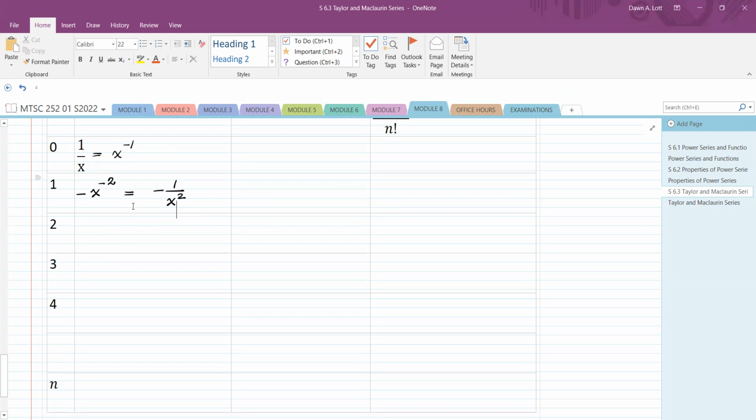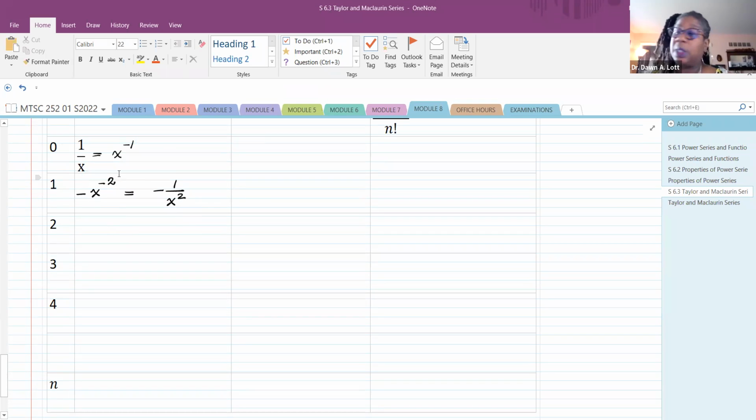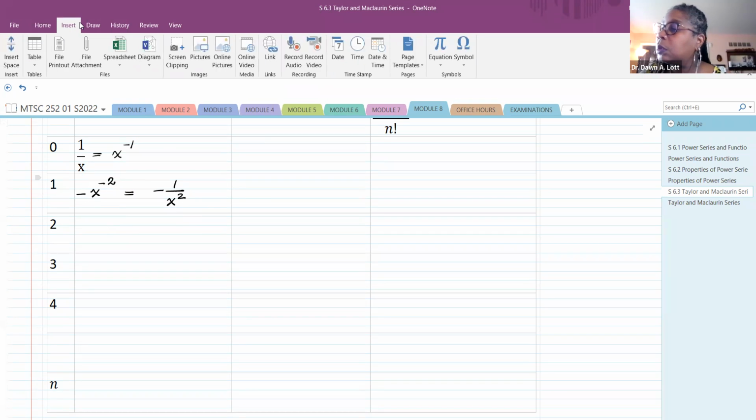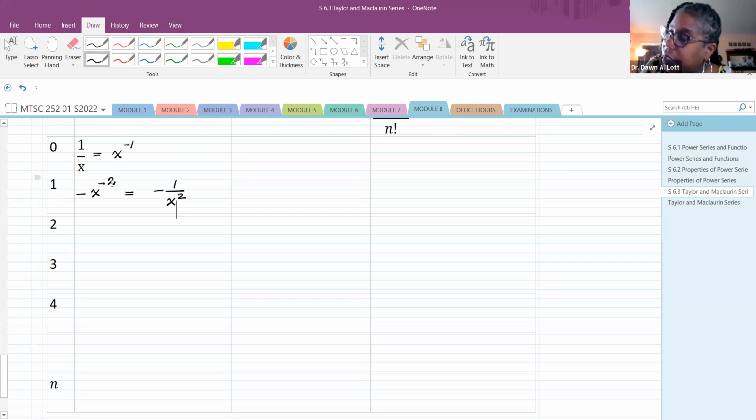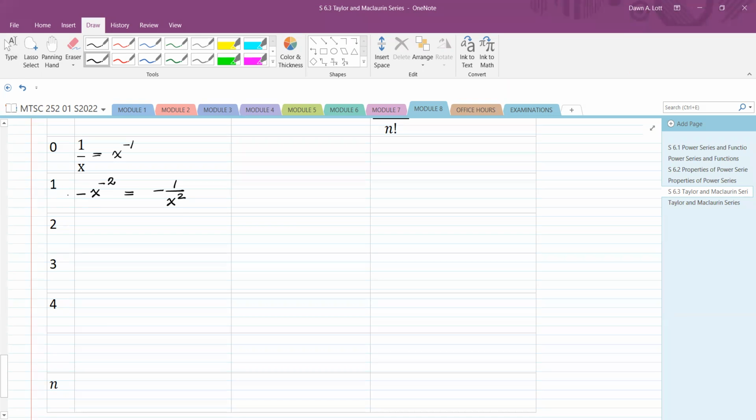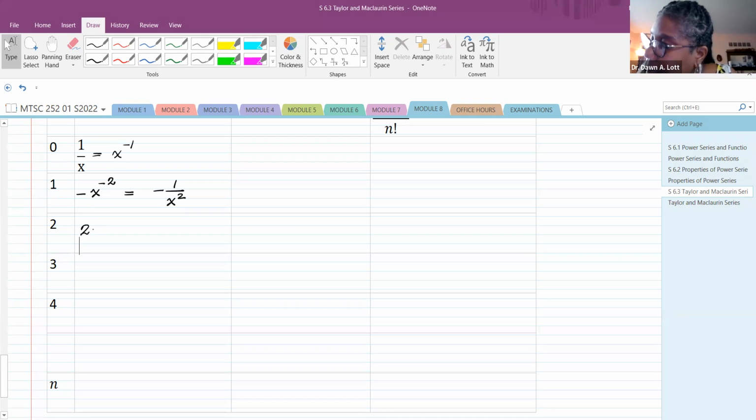Yes, ma'am. Okay, you want to take this derivative, this one here, and give me the next one? It's going to be negative 2x to the negative 3. The only difference is when the negative 2 comes down and hits that negative, it becomes positive. So that is now 2x to the negative 3. I'm going to write it as positive 2 over x cubed.